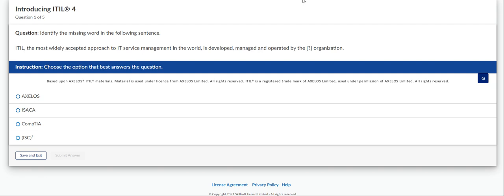So for now, we are going to take the first assessment. It'll be the assessment for introducing ITIL version 4. We have 5 questions to answer, and there will be another assessment after this one. Identify the missing word in the following sentence: ITIL, the most widely accepted approach to IT service management in the world, is developed, managed, and operated by which organization? Axelos is the answer.